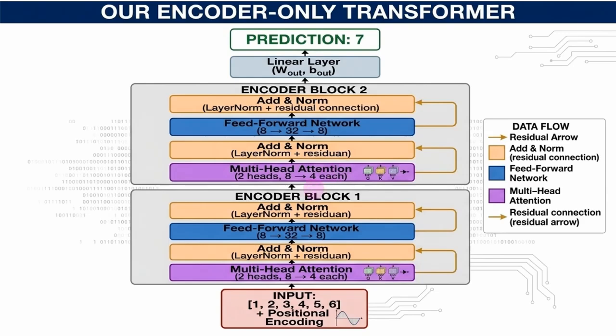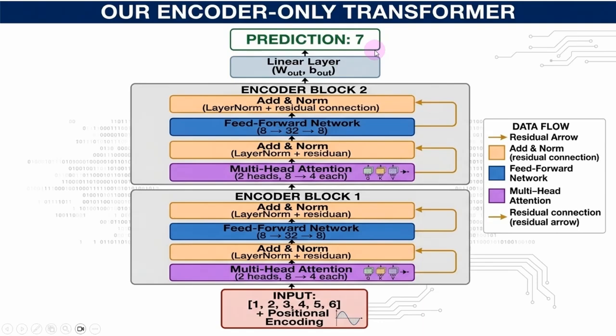Here's our encoder-only transformer. At the bottom, we feed in the sequence 1, 2, 3, 4, 5, 6, plus positional encodings. Then we pass through 2 encoder blocks. Each block contains multi-head attention, feed-forward network, and 2 add and norm layers. After the second block, we take the representation of the last position, that's position 6, which corresponds to the number 6, and we feed it into a linear layer that produces the final prediction.